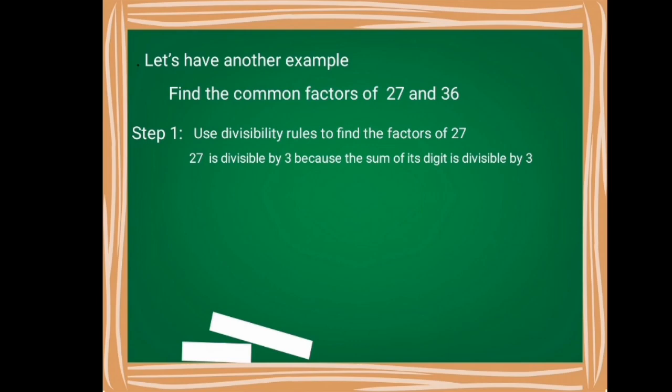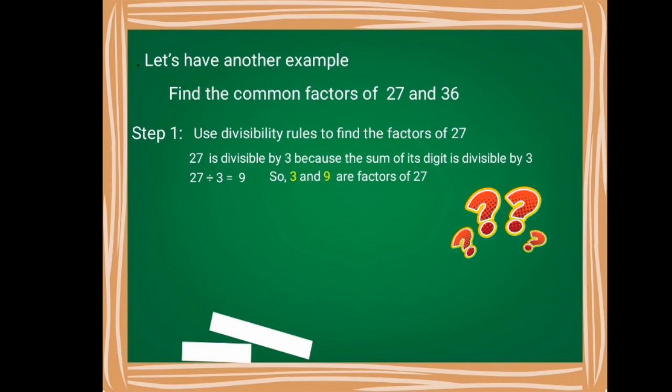2 and 7. 2 plus 7 equals 9. So, 9 is a multiple of 3. Kaya divisible by 3 ang 27. So, 27 divided by 3 equals 9. So, 3 and 9 are factors of 27. Ano pa ang pwedeng i-divide sa 27 bukod sa 3 and 9? Meron pa ba?